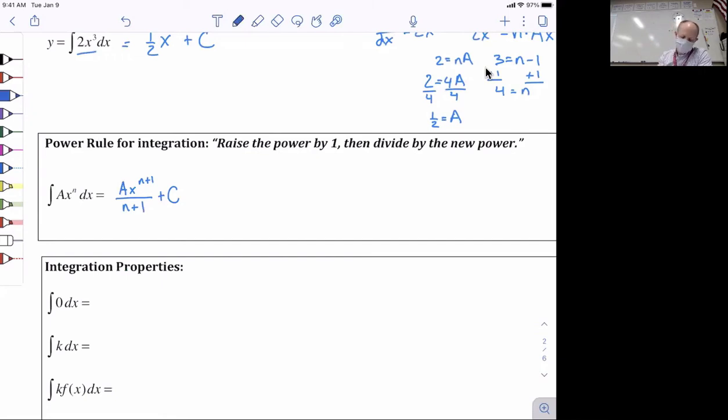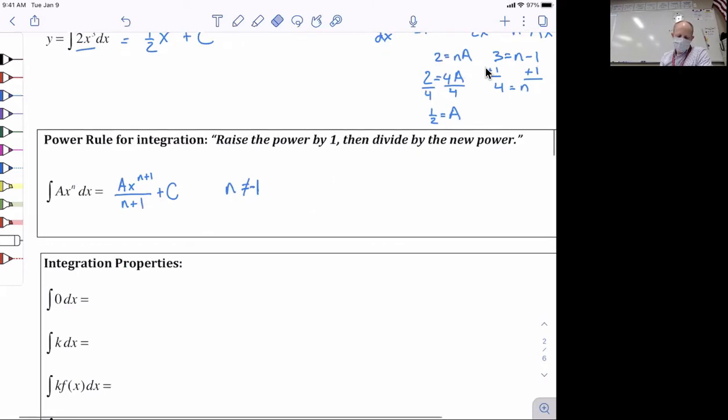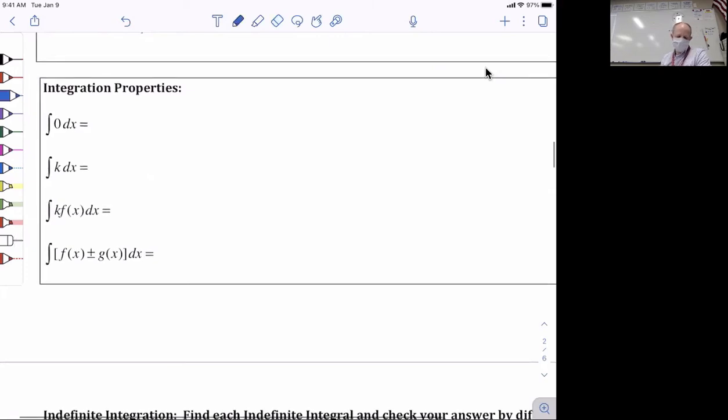Now, we'll make one note here. This doesn't work in every situation. N cannot equal -1, sorry. N cannot equal -1, because you would see then we would get ax to the 0 over 0, indeterminate form, not going to work. So we'll look at that example a little bit later. All right, so a couple other properties that we're getting here. If we try to integrate 0, we think 0 is the derivative of what function? Well, the 0 is going to be the derivative of a constant.